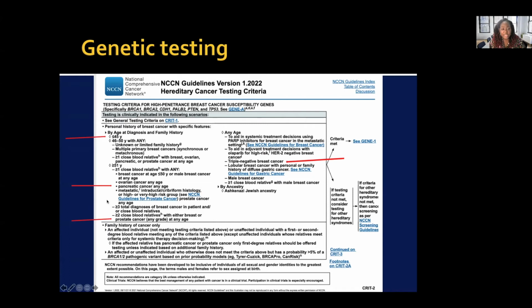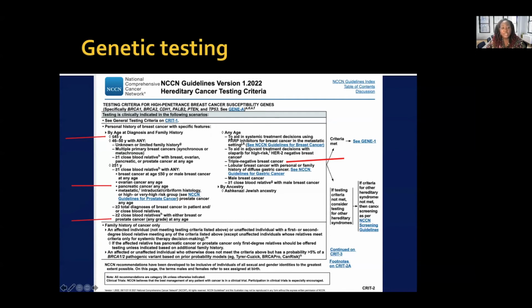Another interesting thing to look at, which I mentioned in the previous things you want to collect in your history, are those family members who have had ovarian cancer, but also pancreatic cancer at any age, right? If the patient is greater than or equal to 51, it's important to consider genetic testing if they've had any of those other cancers, because there are some genes that overlap between those disease processes. Patients who have had more than two close blood relatives with prostate cancer at any age. And another interesting thing is any age. So this is not an age dependent thing.